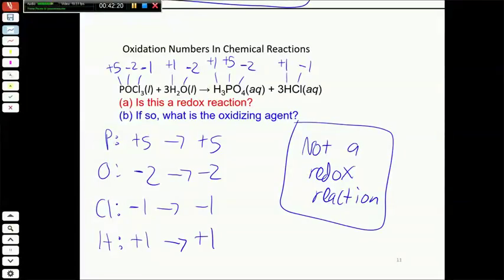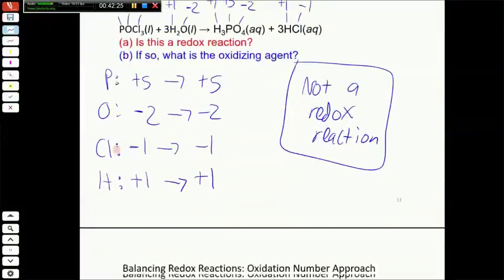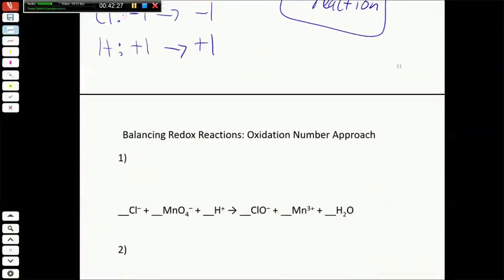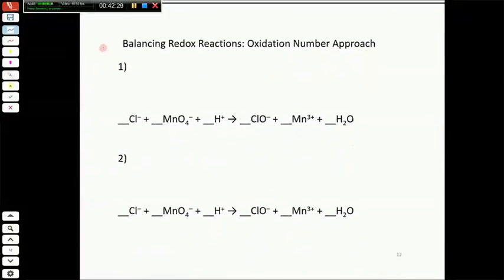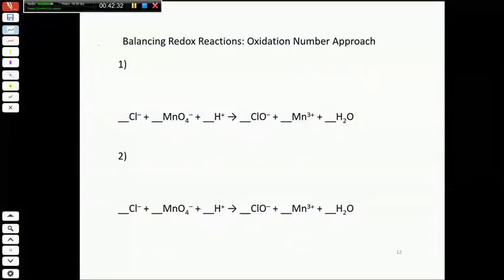All right, the last thing we're going to do is learn how to balance redox reactions. If you've looked at the review sheet that I made, you'll see that there are 2 questions on the review that are about balancing redox reactions, and not surprisingly there will be 2 questions on the exam, so you want to learn how to do this because it's 10% of your exam grade.